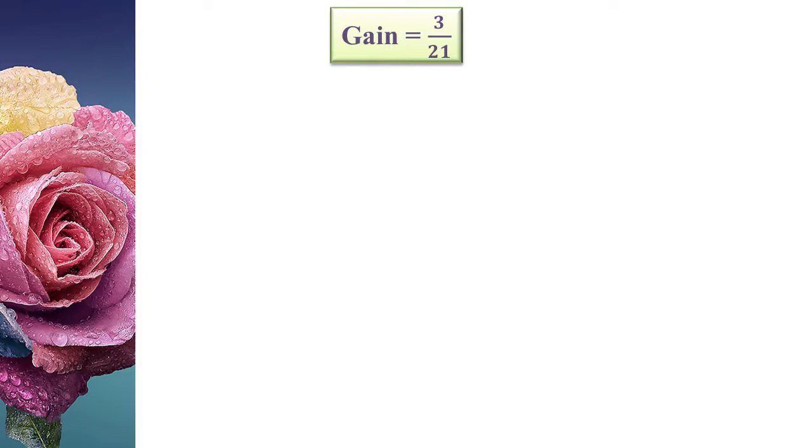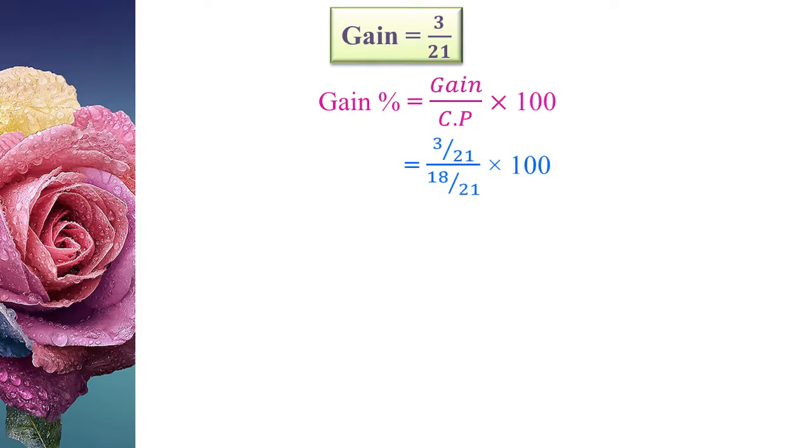Let's find gain percent. Already we know how to find gain percent. The formula is gain percent equals gain by cost price into 100. Here gain is 3 by 21 by cost price, which is 18 by 21, into 100, equals 3 by 21 into 18 by 21 changed into 21 by 18 into 100. Here 21 and 21 get cancelled out. Here we can divide both 3 and 18 by 3.